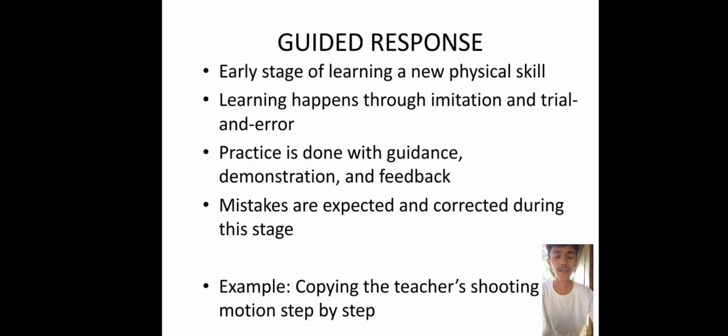Guided response. Early stage of learning a new physical skill. Learning happens through imitation and trial and error. Practice is done with guidance, demonstration, and feedback. Mistakes are expected and corrected during this stage. For example, copying the teacher's shooting motion step by step.